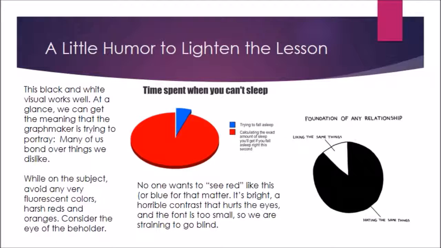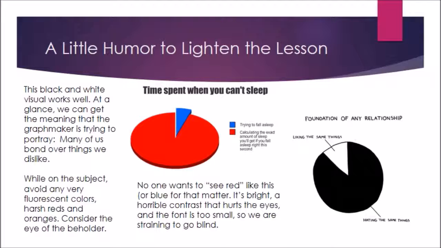So a little humor to lighten the lesson. Time spent when you can't sleep, trying to fall asleep, or calculating the exact amount of sleep you'll get if you fall asleep right this second. And the foundation of any relationship, liking the same things and hating the same things. So the black and white chart visual works well. At a glance, we can get the meaning that the graph maker is trying to portray. Many of us bond over things we dislike.